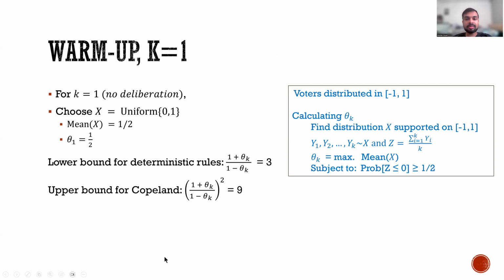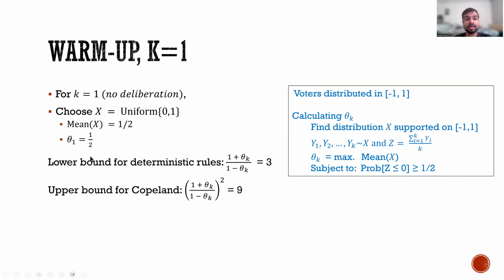As an initial warm-up, we can consider the case of k equals 1, which is where there is no deliberation and voters vote individually. In this case, we can choose the distribution to be uniform on 0 and 1. That is, half of the voters are at 0 and the other half are at 1. In this case, the mean is half, that is, theta 1 is half. And we can see that the probability that Z, or just X in this case, being less than or equal to 0 is exactly half. So this constraint is satisfied.